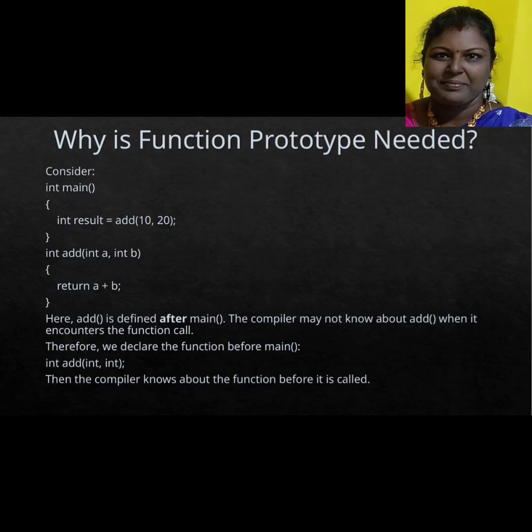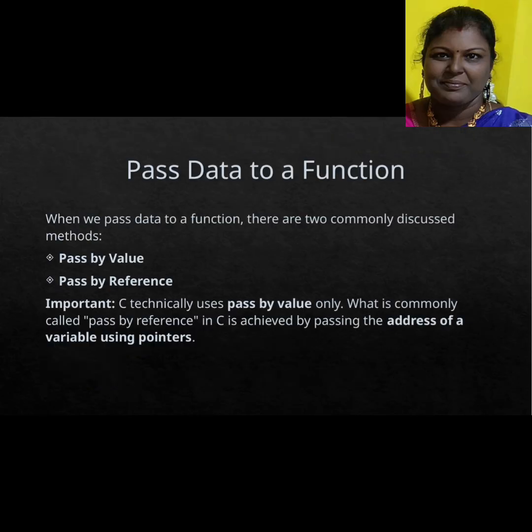This is why function prototypes are needed. When we pass data to a function, there are two main ways to do it: pass by value and pass by reference. It's important to know that in C, we technically only use pass by value. What people often call pass by reference in C is actually done by passing the address of a variable, using pointers. This subtle difference shapes how data moves and changes inside our functions. Let's explore what that means in practice.